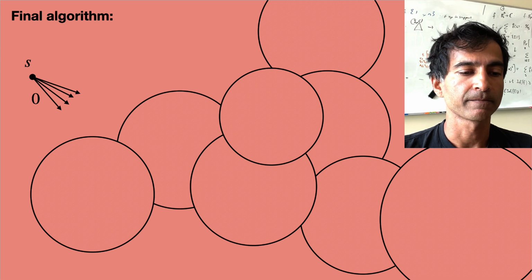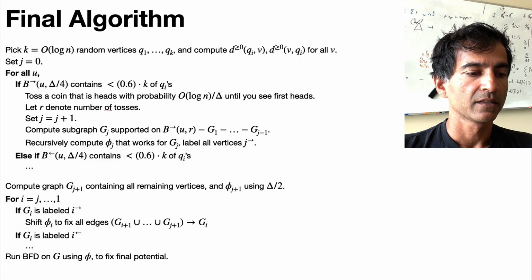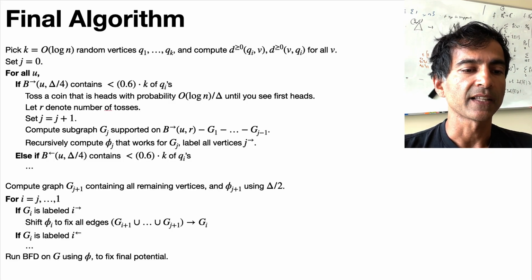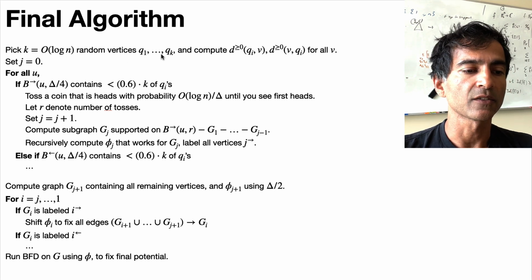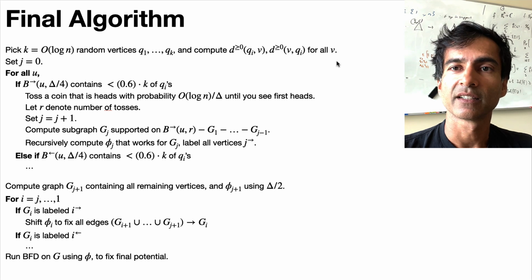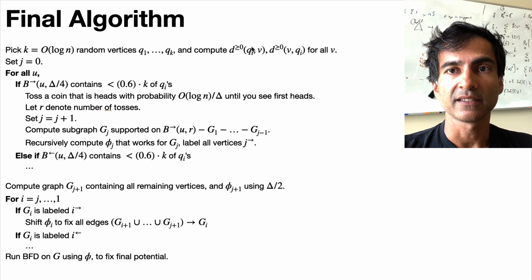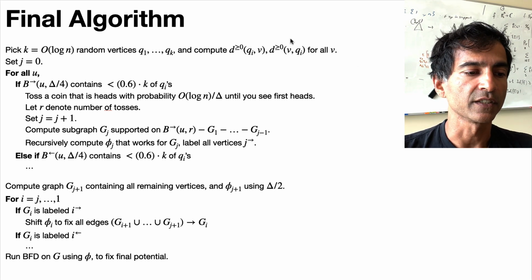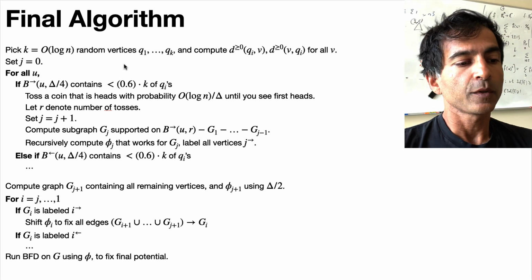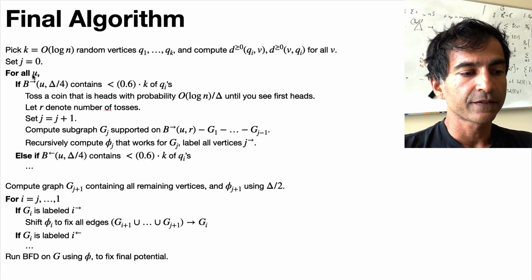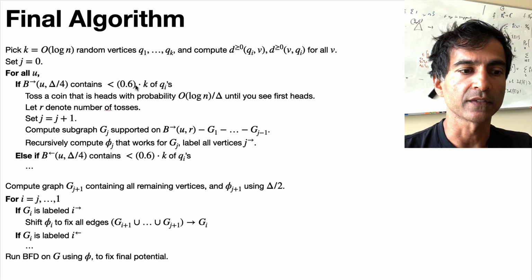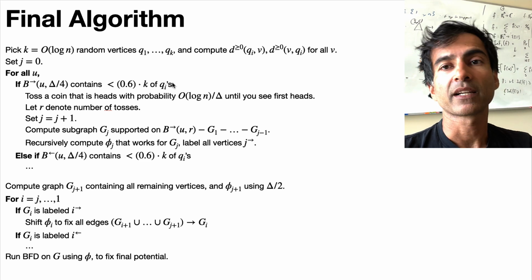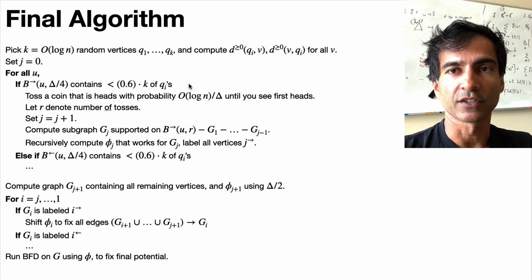That's the high-level picture. So here's a description of the algorithm. As I said before, we pick k random vertices or log n random vertices and use them to estimate the non-negative distances to all the other vertices. And then we simply run over every vertex, and if the vertex has the feature that its ball of radius delta over 4 contains less than 0.6 fraction of the q's, we pick a random ball around this vertex.